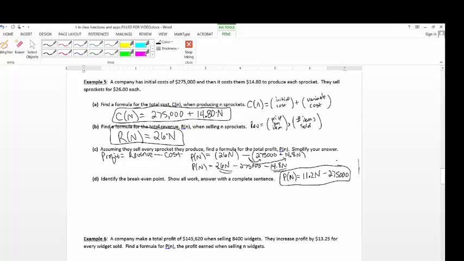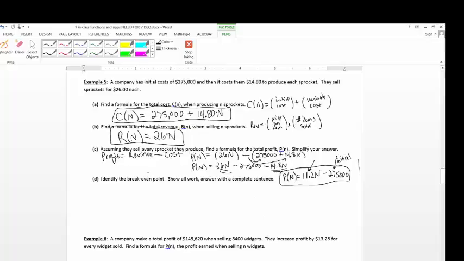Notice this is saying they have initial costs of $275,000. So even when you plug in N equals 0, they'll be down. Their profit will be down in the red, $275,000. And then every sprocket that they produce and sell, they increase profit by $11.2.